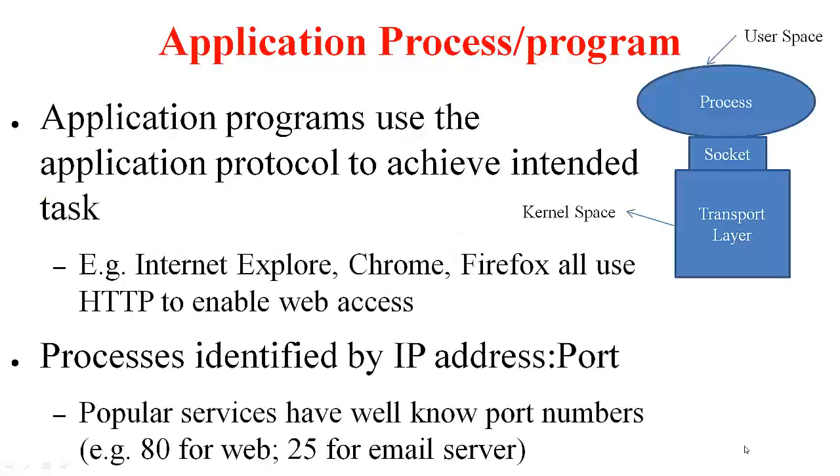And then there is something called an application process or a program. These are different from application protocols. An application program or a process actually implements the application protocol. For example, Internet Explorer is an application program. Chrome is also an application program. Firefox is also an application program. All of these implement HTTP to provide web access. The difference could be in the GUI, that is the user interface. We have already seen this before. These processes are identified by an IP address and port, and popular services have well-known port numbers. For example, 80 is the port number for web, 25 is the port number for the email service.